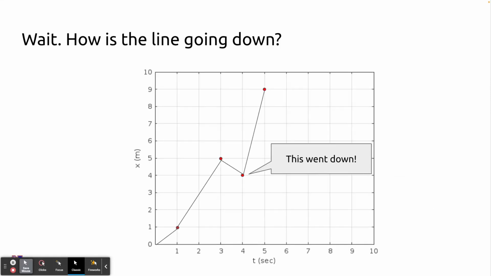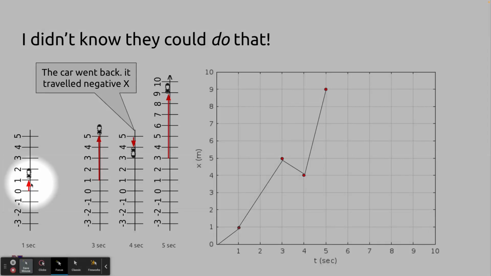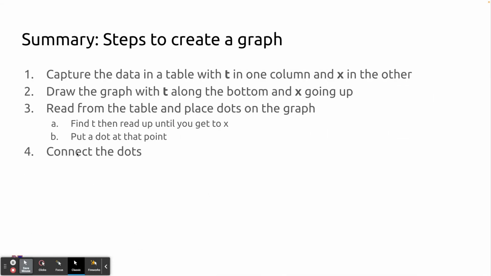Well, it goes down when we have the car go backwards. So the car went up here 1 meter. At 3 seconds, it was at 5 meters. But at 4 seconds, it was back at 4 meters. So it went in a negative x direction for 1 second. But then it got its act together and it shot up to 9. So it's up here. So we see here that we have the car go negative a little bit and then go positive. So that's the information we can tell from looking at one of these graphs.